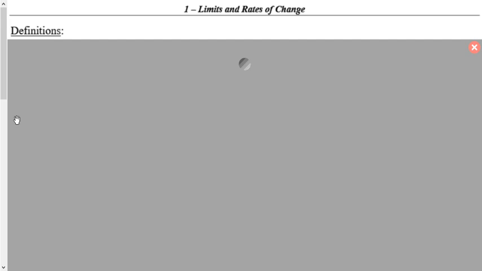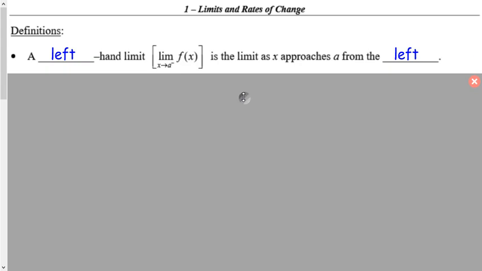So we start with a couple of statements that aren't actually definitions. It's more a matter of notation. A left-hand limit is the limit as x approaches a from the left. So that makes perfect sense. And notice here in the notation, this little negative sign in that exponent. When we have that negative sign looking like it's in the exponent for the a, it says we're approaching a from the left side.